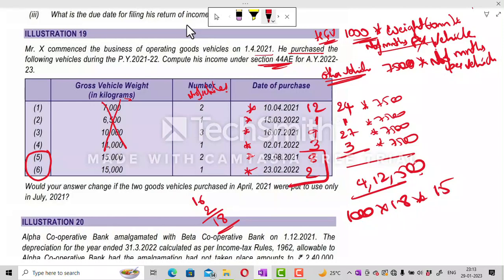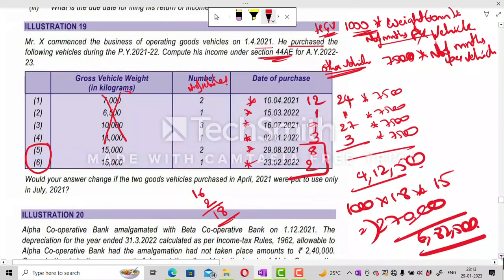If it is 14, 14 into 16 into 1000. 15 into 2 into 1000. Since it is 2, it is 15 for both of them. We are making the sum of both number of months per vehicle and multiplying directly. So 1000 into 18 into 15, 2,70,000. Add that, 4,12,500 plus 2,70,000, 6,82,500. This is the final answer. Okay.